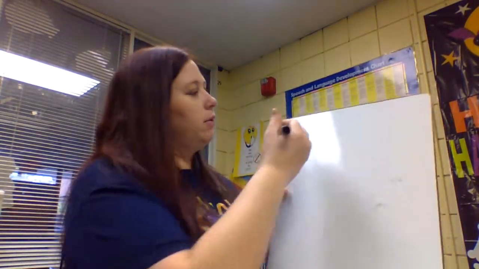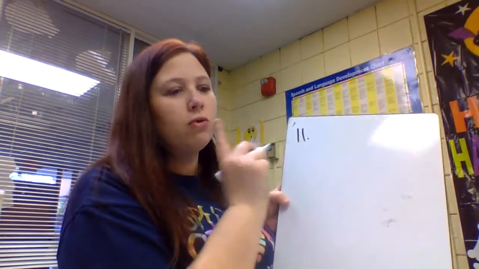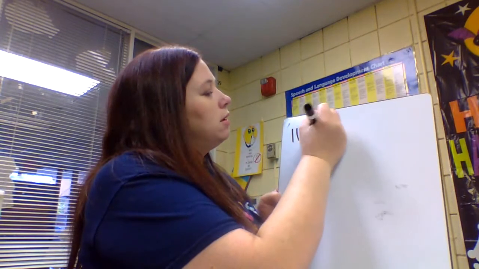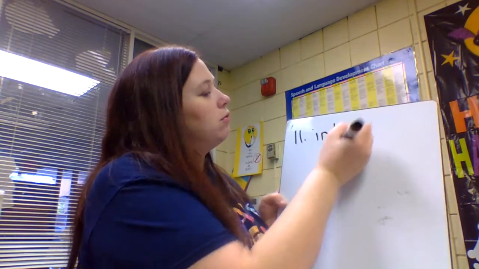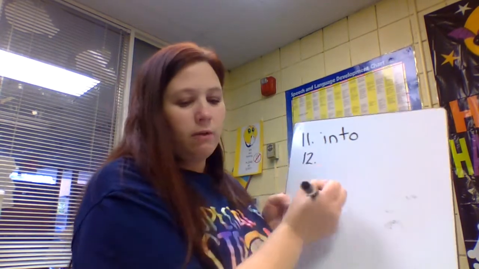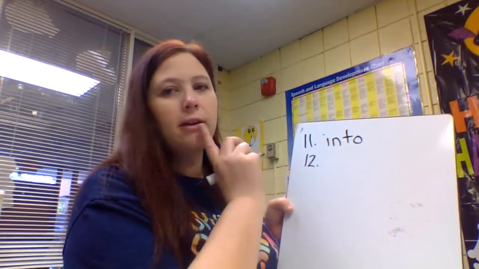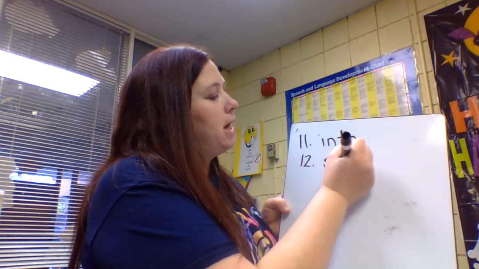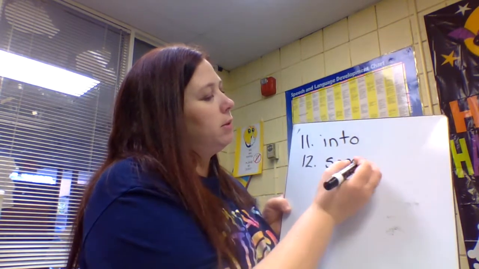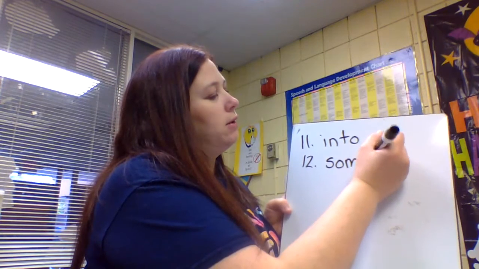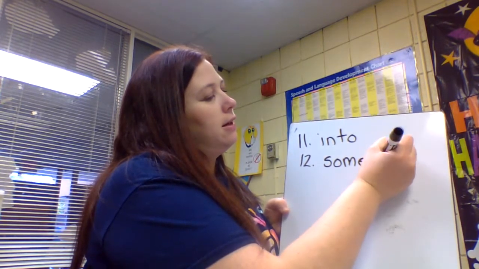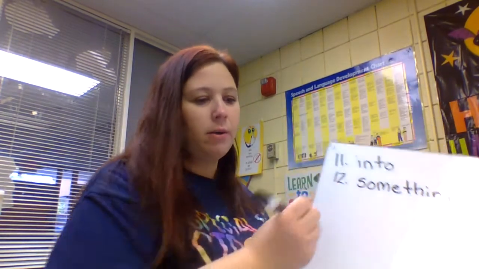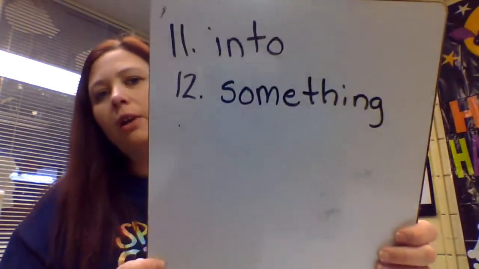Alright, on number 11, I want to spell into. So that's just into. Number 12. Compound word, something. So we're going to sound out some. Some is one of our sight words because it doesn't follow that same rule of the O consonant E. And then thing. Alright. Make sure you get those down.